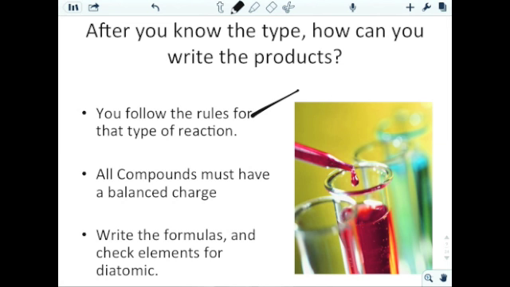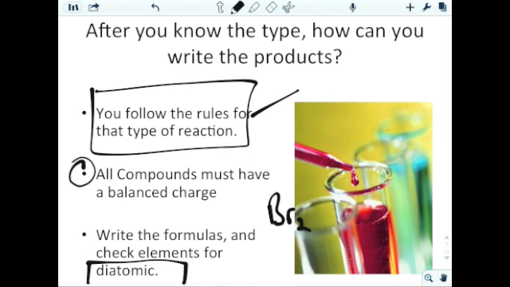So what do we have to do for ionics? We have to crisscross. Okay, all compounds must have a balanced charge, so we have to crisscross them to make sure that they're balanced. And then we want to write the formulas and check elements for diatomic. And the normal place where people like to mess up is in those diatomic molecules. We forget about Brinkelhoff, and so they'll write bromine and they'll forget to add that 2, which changes the formula, changes the equation completely.